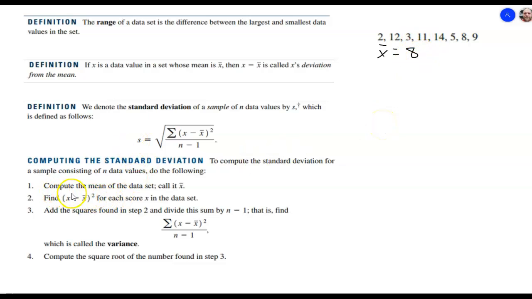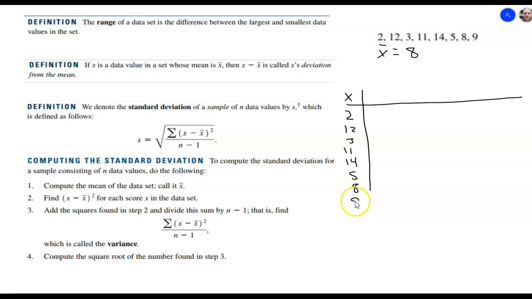First thing it says is compute the mean, which we did. Let's see if I can fit it all on here. The first thing I want to do is write down my x values. So I have 2, 12, 3, 11, 14, 5, 8, and 9. Usually I would want to put these in order, but you don't actually have to if you don't want to.